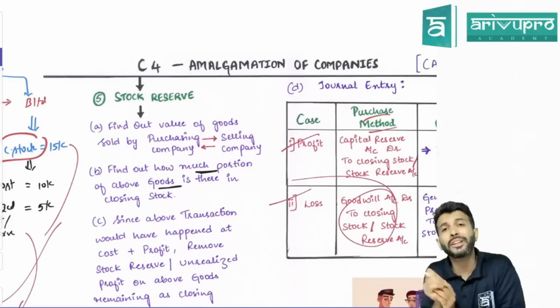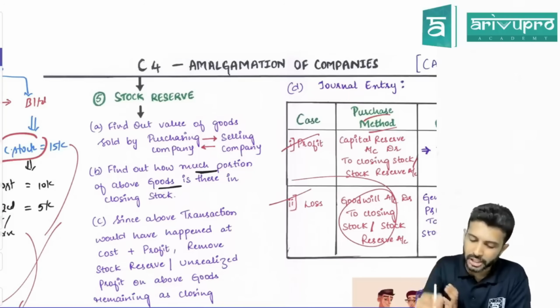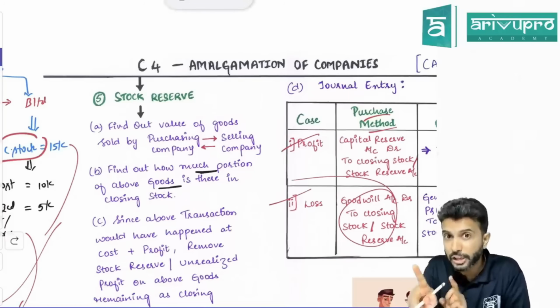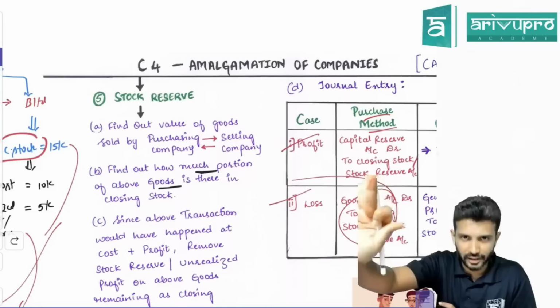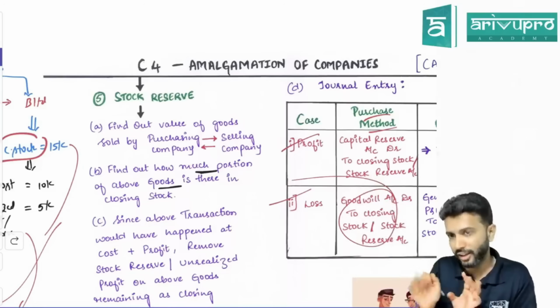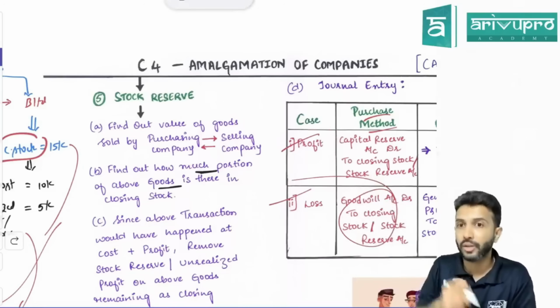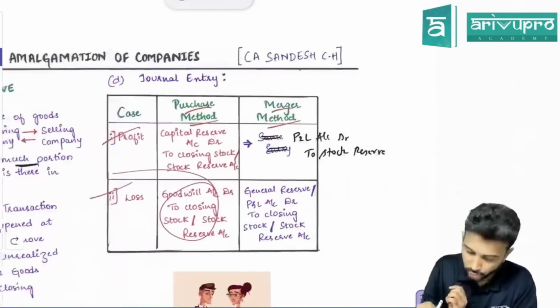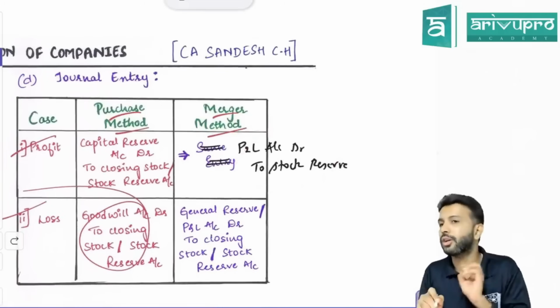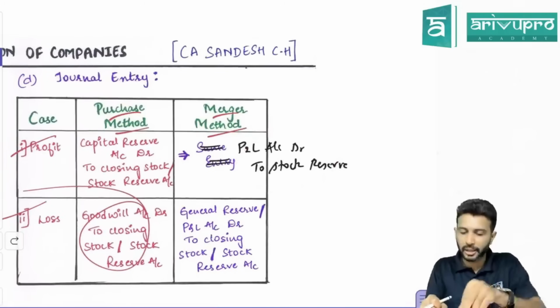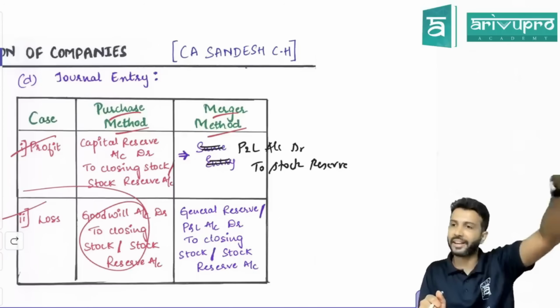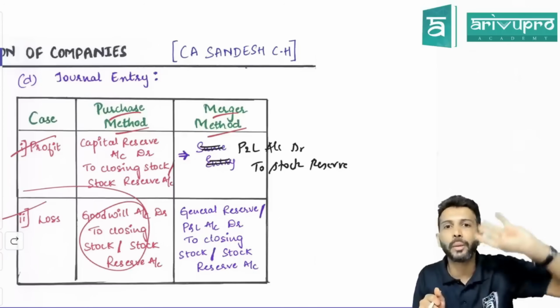You could also have another method called merger method. In a merger method profit scenario, ideally it should have been capital reserve, but our mother body says P&L. Our mother body is always right. So what will be the entry for profit scenario? It will be P&L account debit to stock reserve. This is one recent change. That's the reason our study material, the chart book, is showing the old entry. So correct this: P&L account debit to stock reserve.